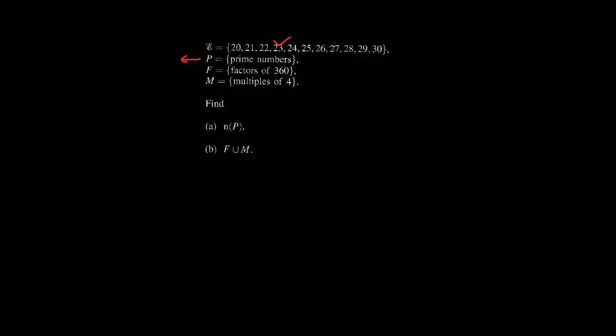27 is not a prime number. We have 29. So we have two prime numbers over here. 20 is not a prime number. 21 is not a prime number. So we have only two prime numbers here.